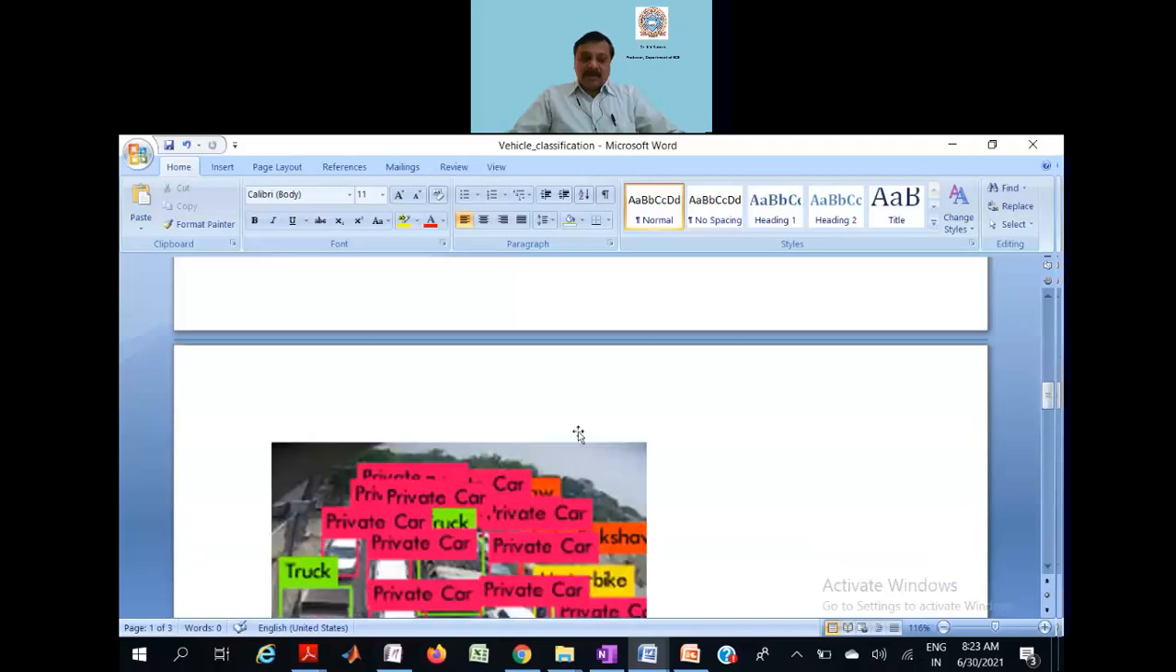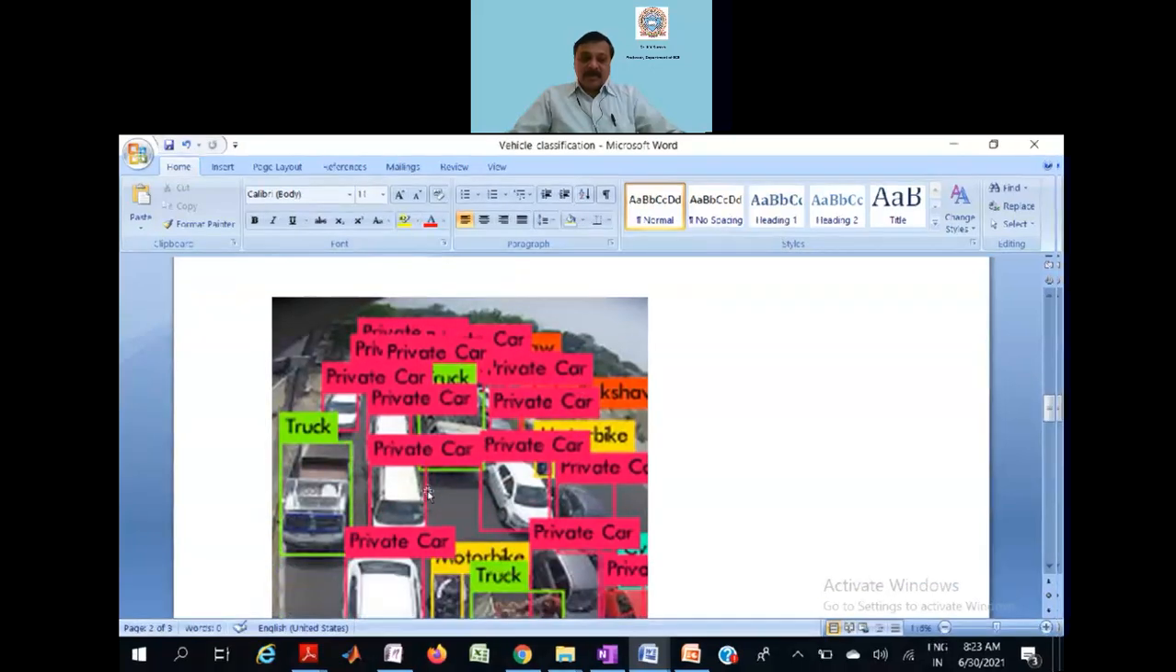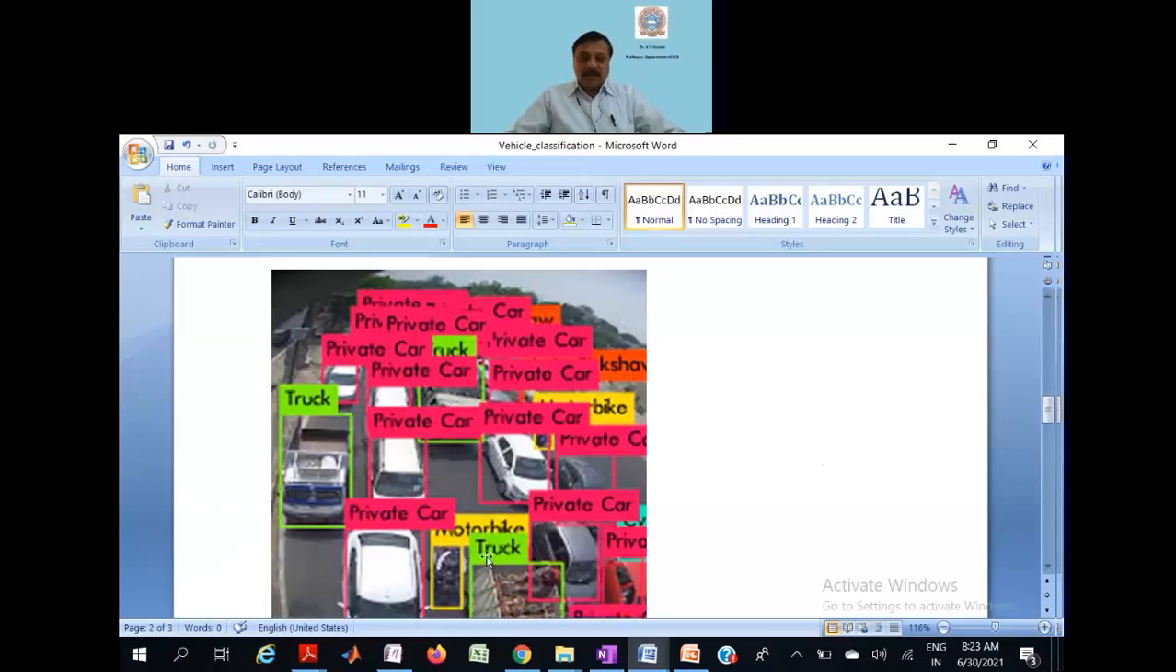Now a third image, so you can observe. Can somebody tell me what this image is trying to do? In fact, it is self-explanatory, but I just want to hear from you. What is this image trying to do? Identifying different types of vehicle on the road. Correct.